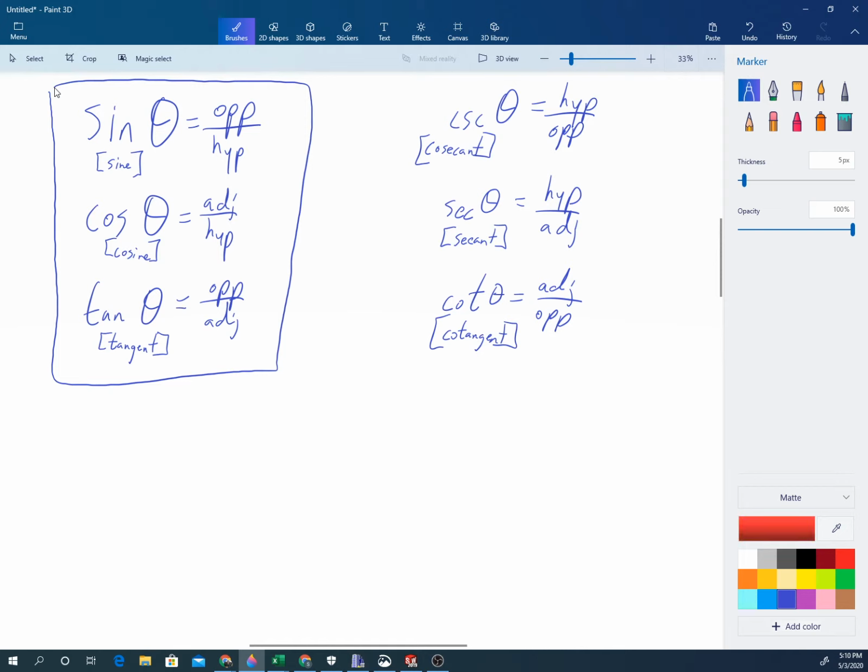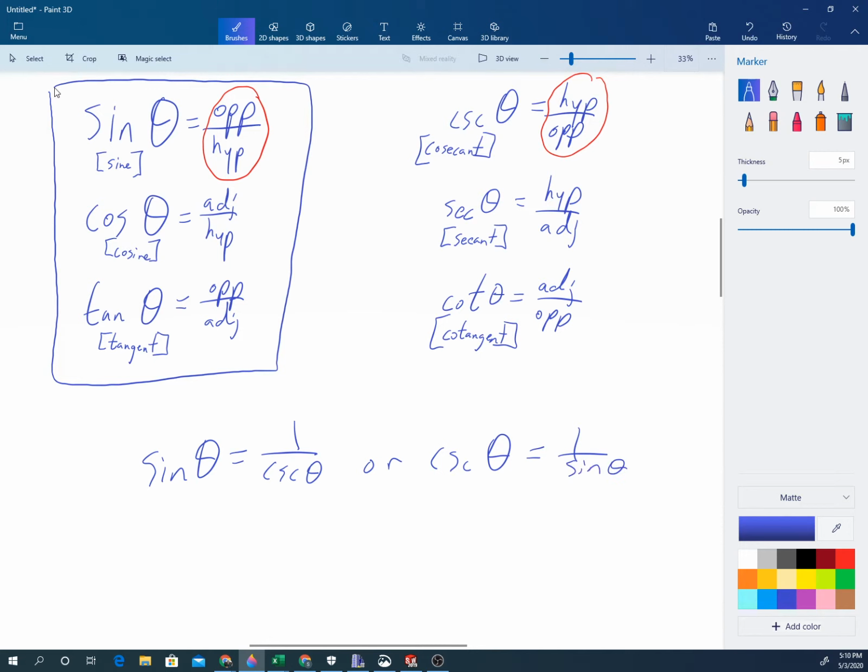So, for example, on your sine, you see that that is the opposite over hypotenuse. Cosecant is the hypotenuse over opposite. So technically they use the same things, and I could in fact write this as the sine of theta is 1 over the cosecant, or that the cosecant is the same as 1 over the sine, because either way it takes what the sine is equal to and flips it upside down, or takes what the cosecant is equal to and flips it upside down. And I can see that that relationship exists between these pairs.